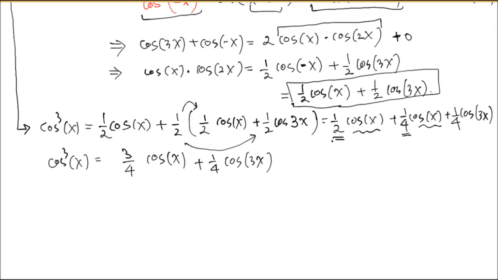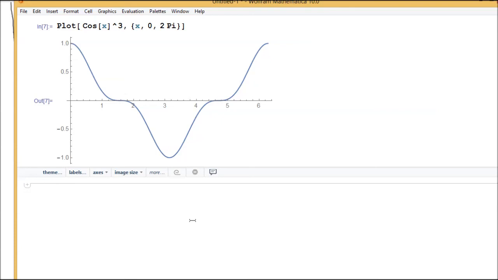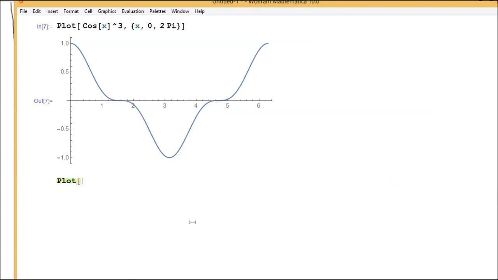Okay, so I'm going to sketch 3/4 cosine x in here. That's a pure wave down here. Let's plot 3/4 of cosine x, that is x from 0 to 2 pi.